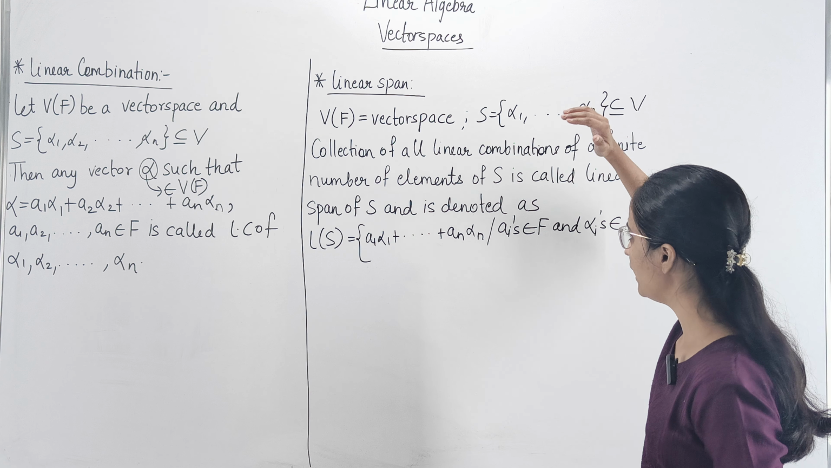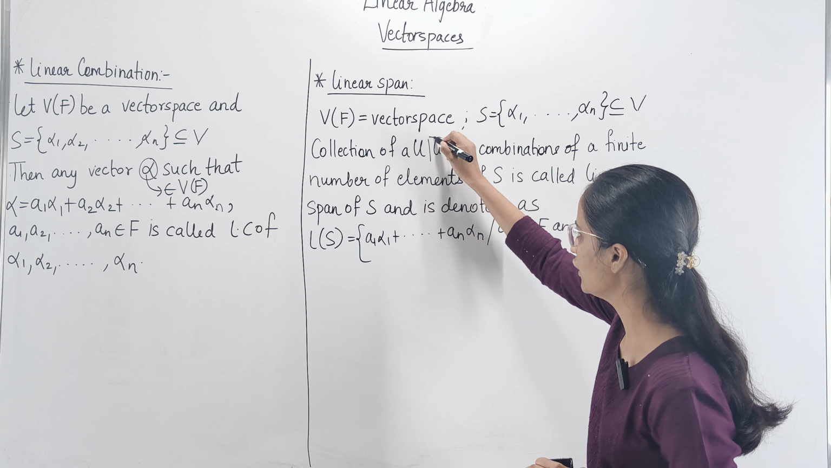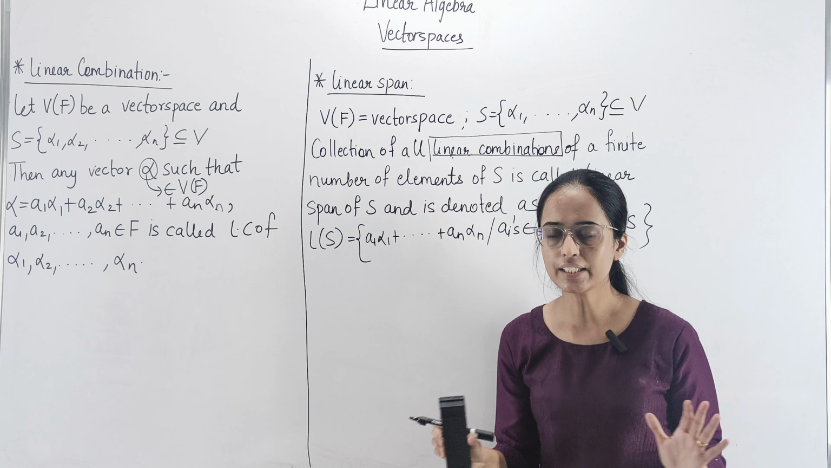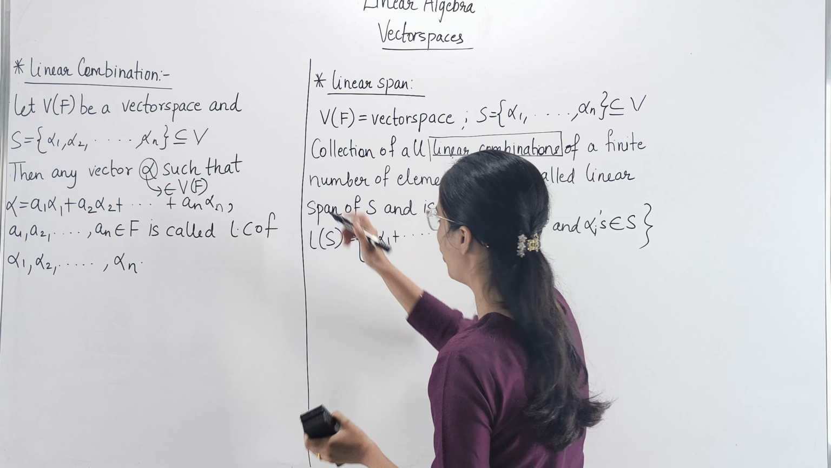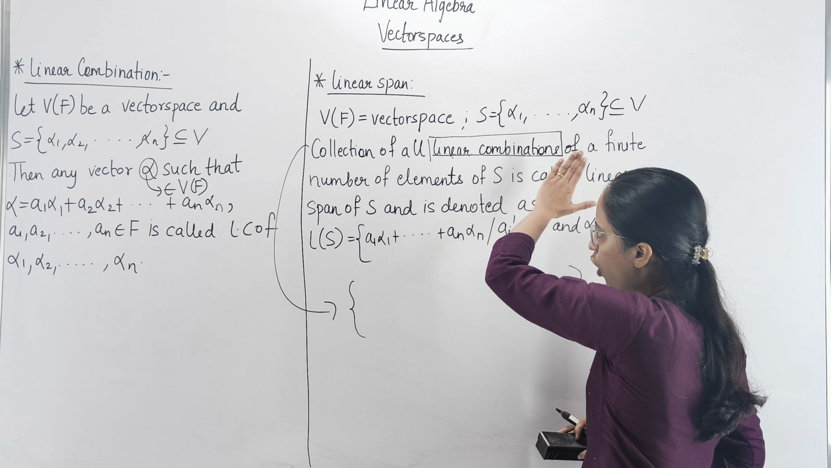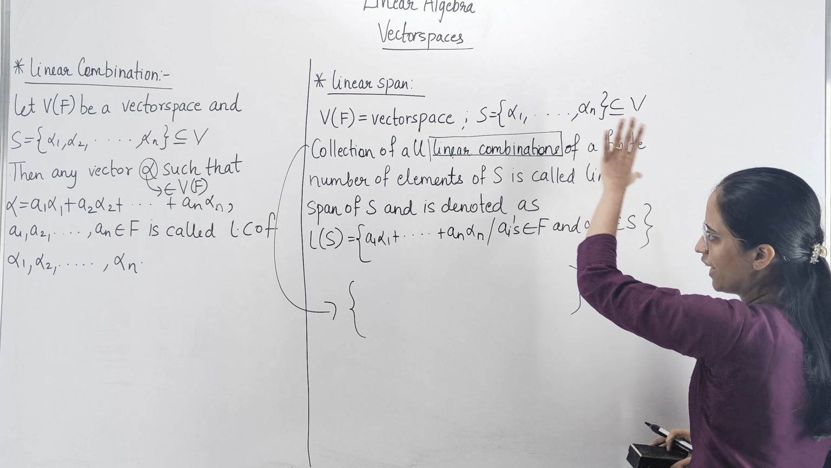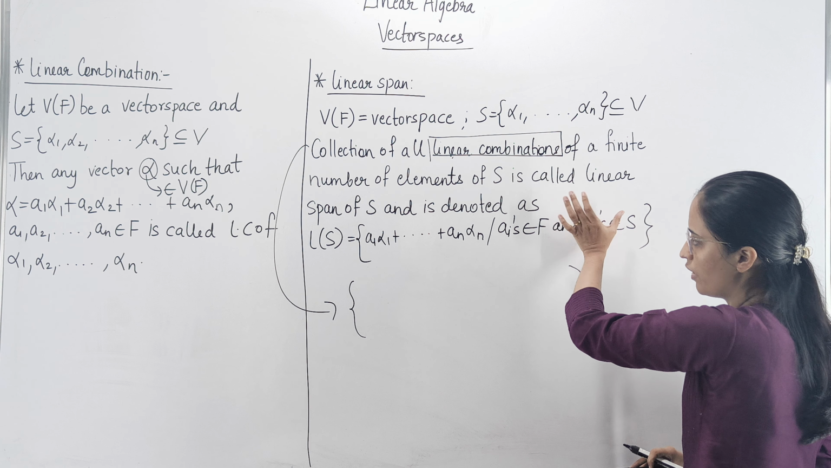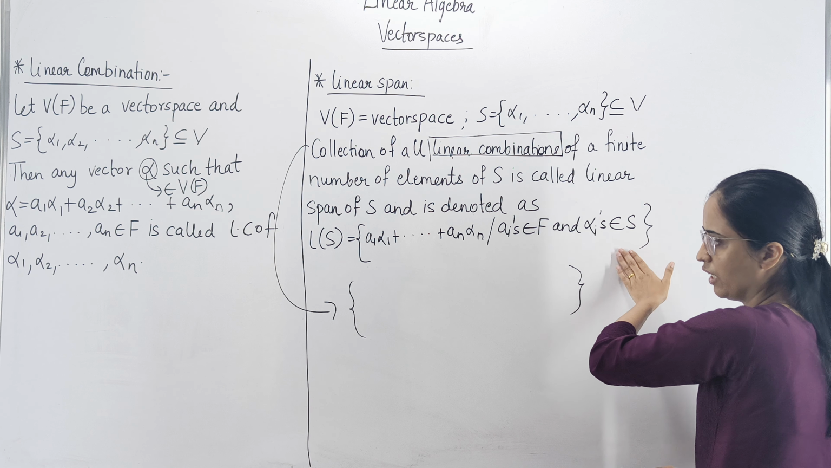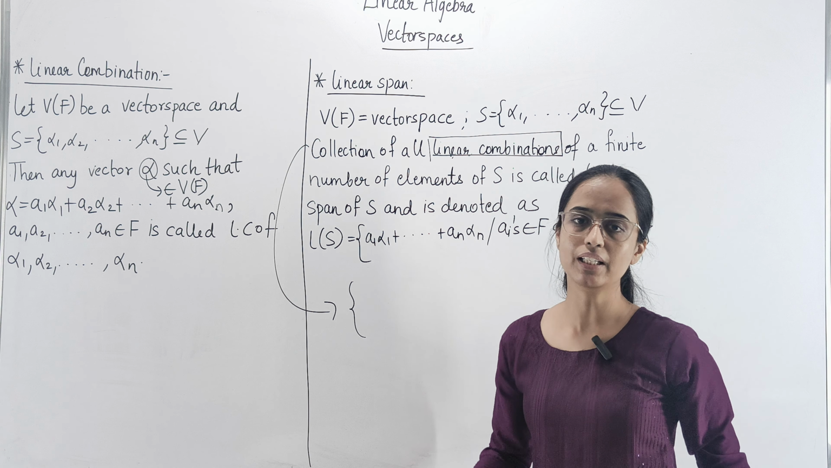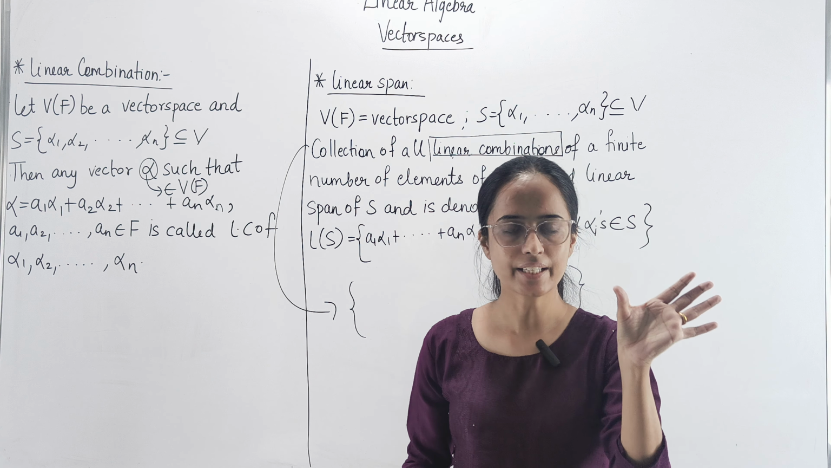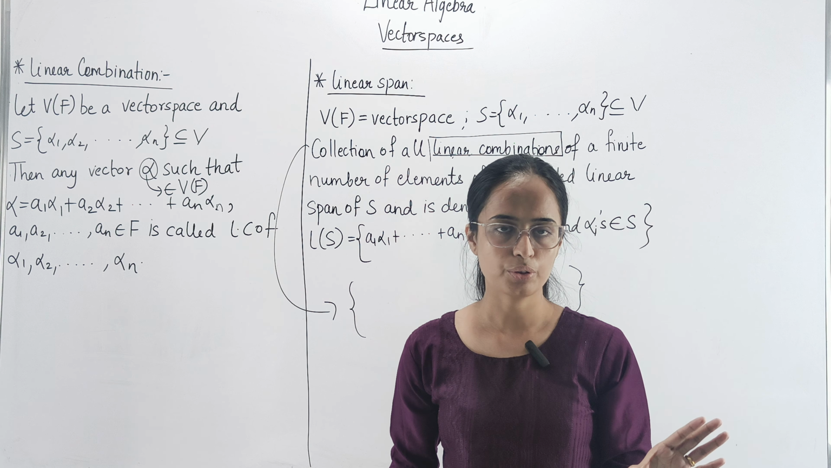Collection of all linear combinations. Again, why did I teach you the concept of linear combinations? Because here they have directly said the collection of all linear combinations, and we all know what we mean by collection: a set. So this will be a set containing all possible linear combinations of a finite number of elements of S, and it is called the linear span of S, and it is denoted by this particular set. Meaning all the possible linear combinations of S. Now these linear combinations will be of which vectors? This would be of the vectors of the vector space.